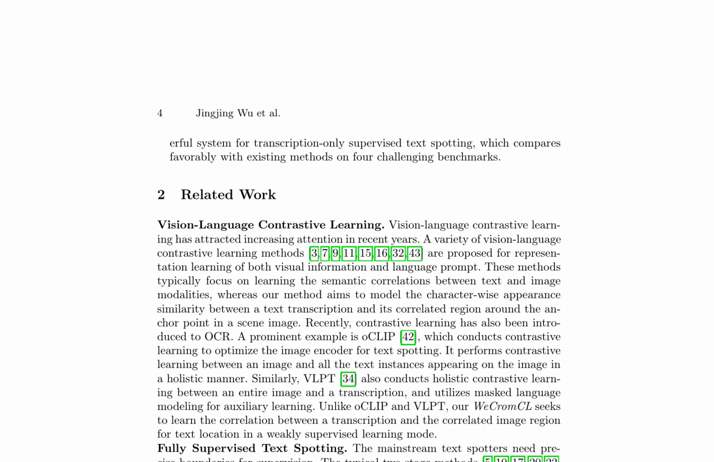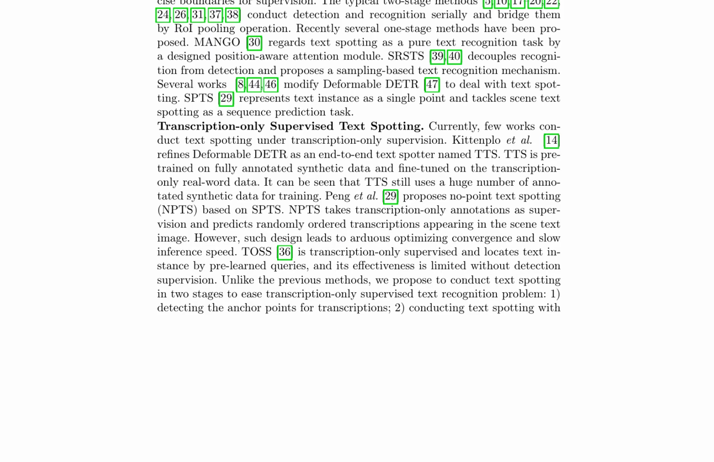The model achieves this by designing a soft modeling mechanism to learn an activation map by measuring the appearance correlation between a transcription and each pixel of a scene image. The activated region in the scene image is identified as the anchor point for this transcription and is associated with the transcription for contrastive learning to optimize WeCromCL. Without location annotations for text, WeCromCL can still detect each transcription effectively by learning the similar appearance pattern for this transcription among all associated images.